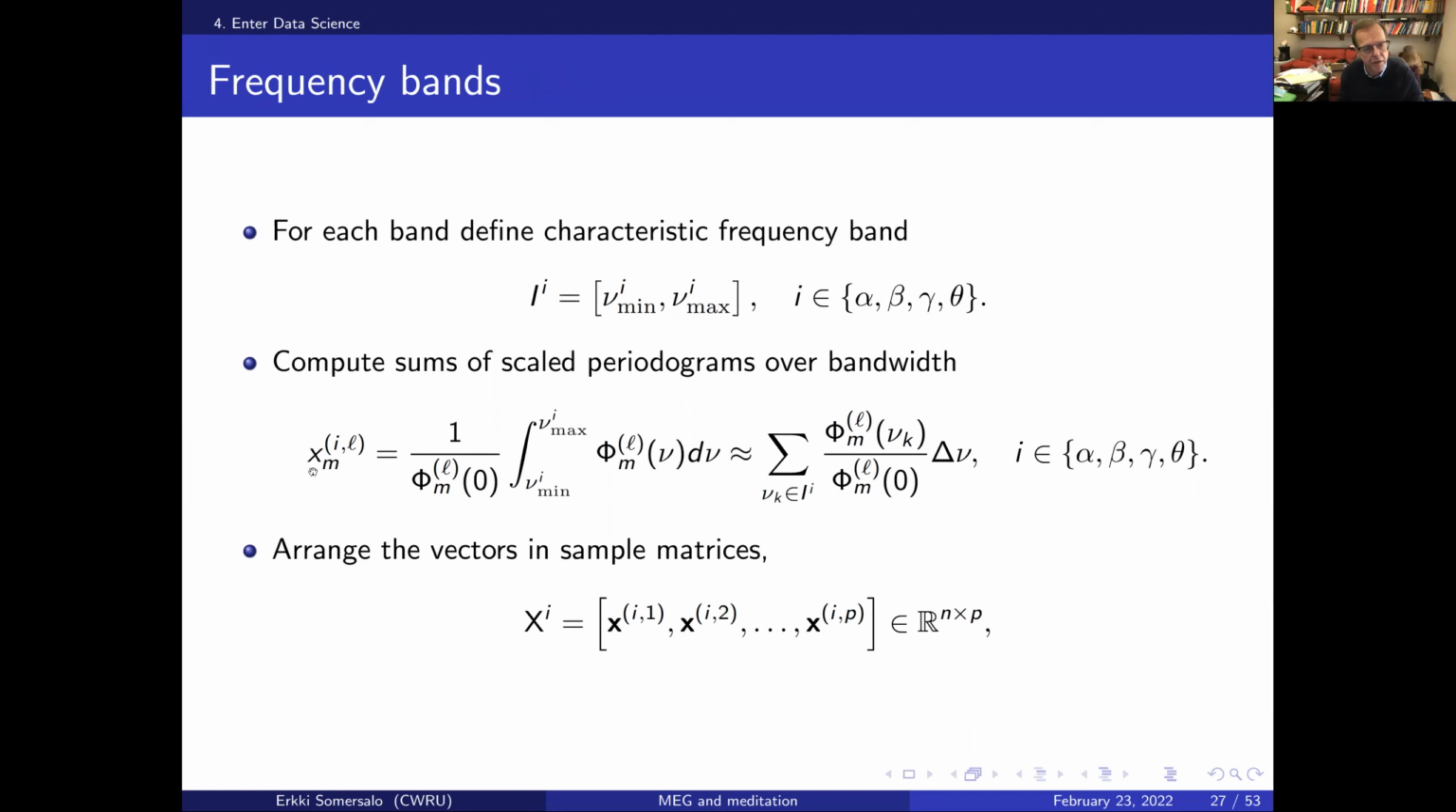So my data vectors are going to be these integrals, which are approximated by quadrature simply. So I have data which looks like a huge matrix, where this I is referring to the bands. We have four different bands that we are looking at. You can think that now we have processed the data into vectors where we have 165 attributes that correspond to the brain regions, and then we have lots of samples. And we have that also for different meditation states.